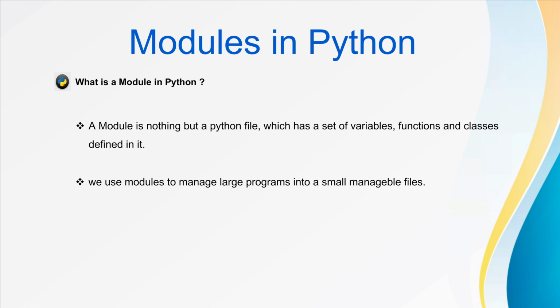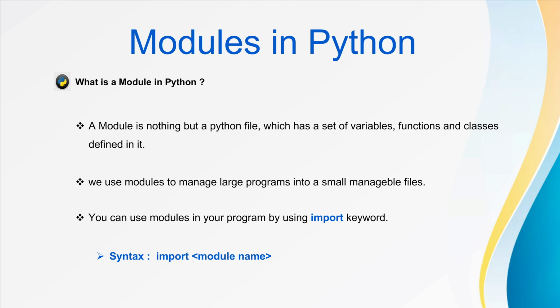Basically, modules are used to manage large programs into small manageable files and to organize project code in a proper way. You can modify the functions in a module and test in one place rather than testing in multiple programs. The changes will get reflected in all the programs wherever you use that particular module if the functionality of a function got changed. In order to use a module in your Python program, first we need to import that particular module using the import keyword. And the syntax for importing a module is using the import keyword followed by the Python file name as the module name.